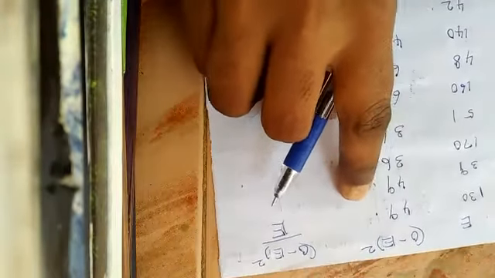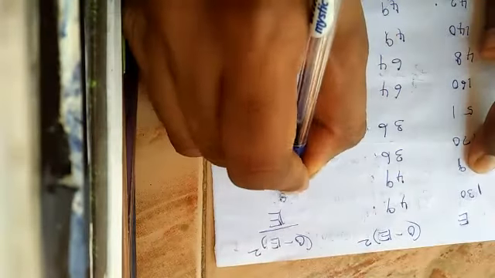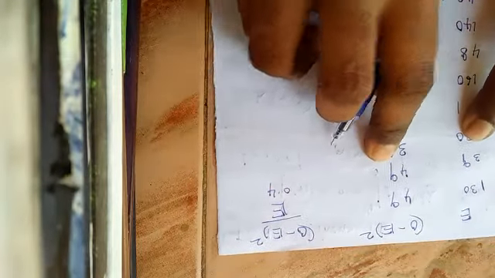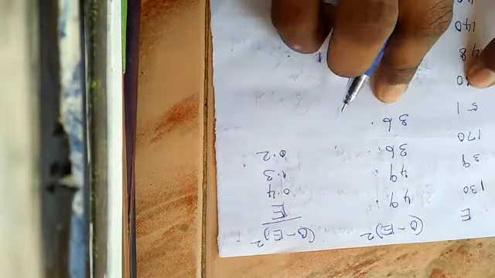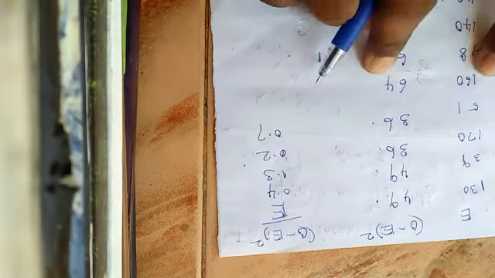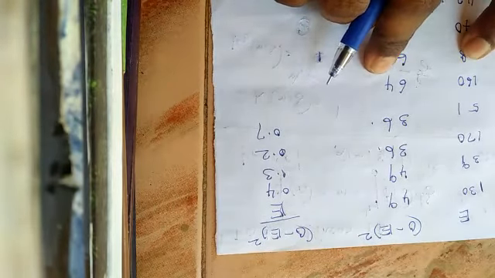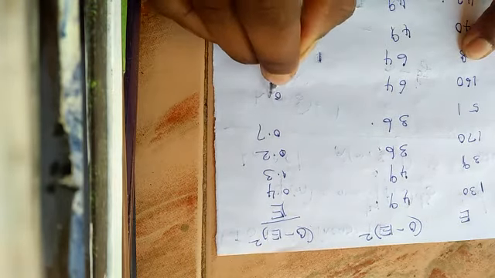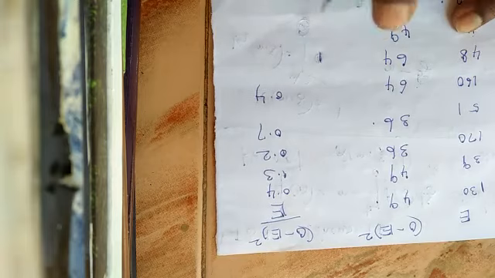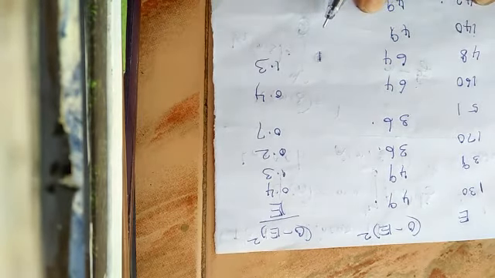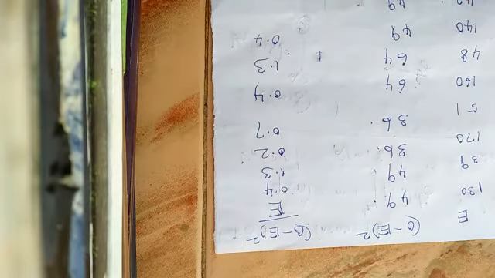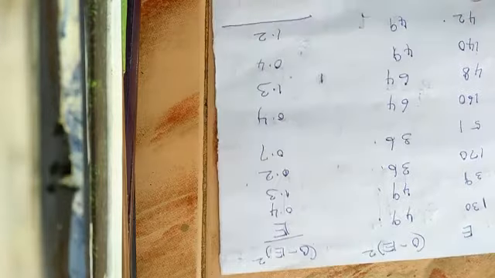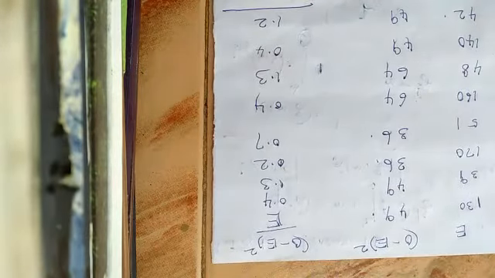Next you find 49 divided by 130. That value is 0.4. 49 by 39, 1.3. 36 by 170, 0.2. 36 by 51, 0.7. 64 by 160, 0.4. 64 by 48, 1.3. 49 by 140, 0.4. 49 by 42, 1.2. Okay, you got O minus E square divided by E individually.